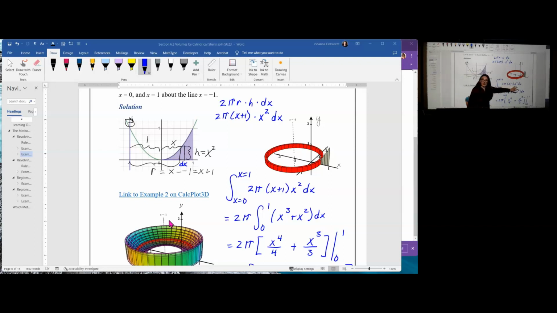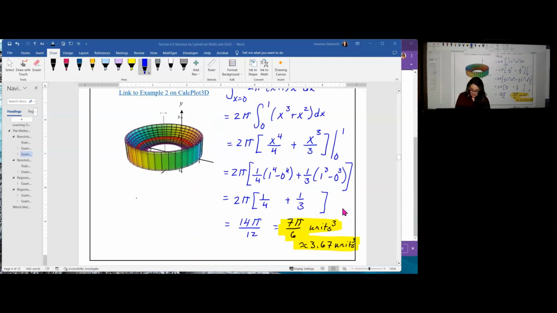Taking a look here at our definite integral, I factored out the 2 pi and I multiplied out the inside factors. This gave me x cubed plus x squared. And I used the power rule for integration, and I substituted the upper and lower limits of integration. Finally, you need to get a common denominator, which is 12. And when you reduce, you get 7 pi divided by 6 cubic units, which is about 3.67.